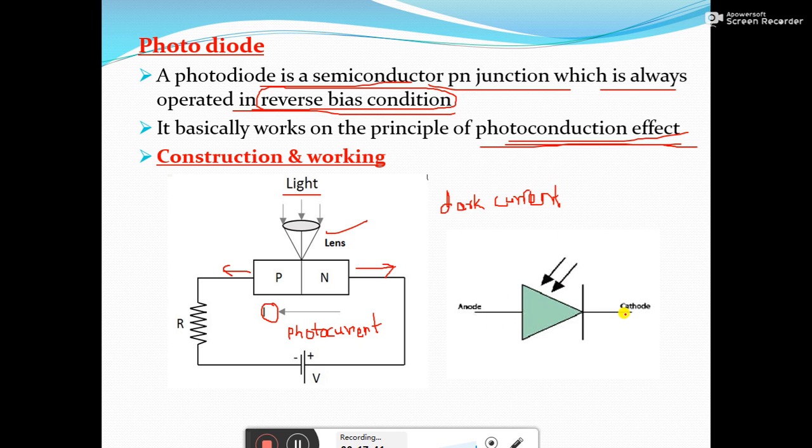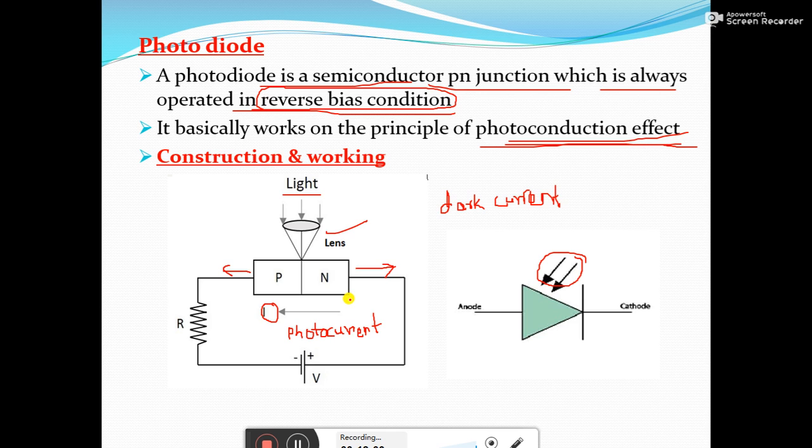This is like a normal PN junction diode only, but the light rays are made to fall on this diode. So you can see here in the picture, light rays are falling on this junction. So this is the symbol of the photodiode.